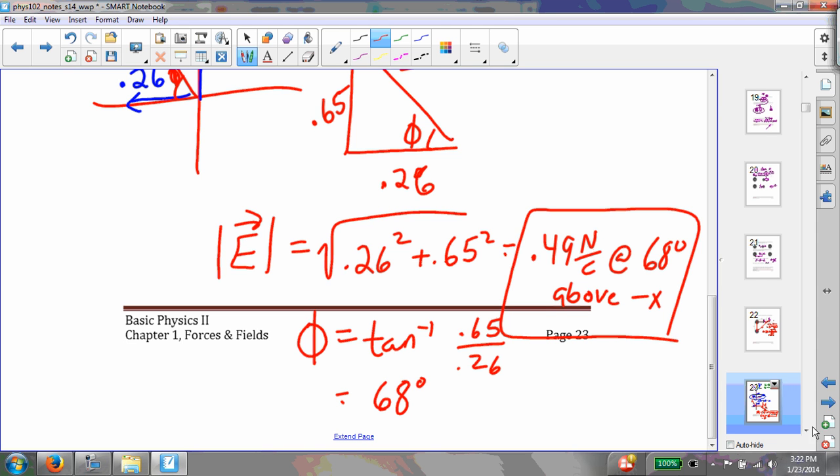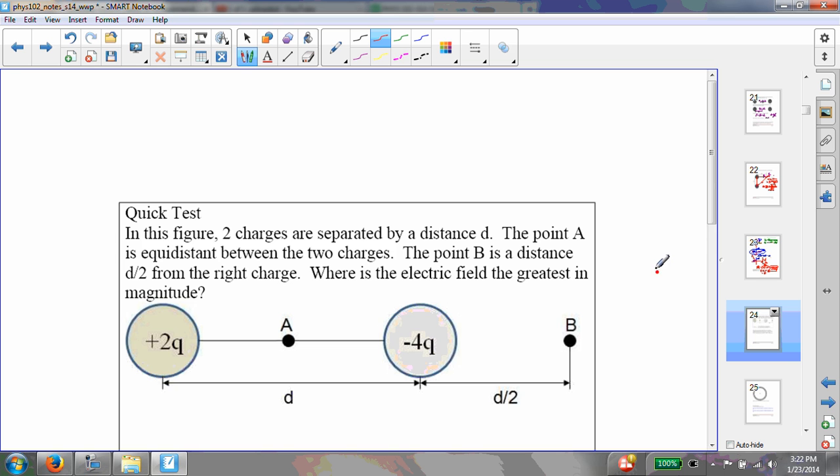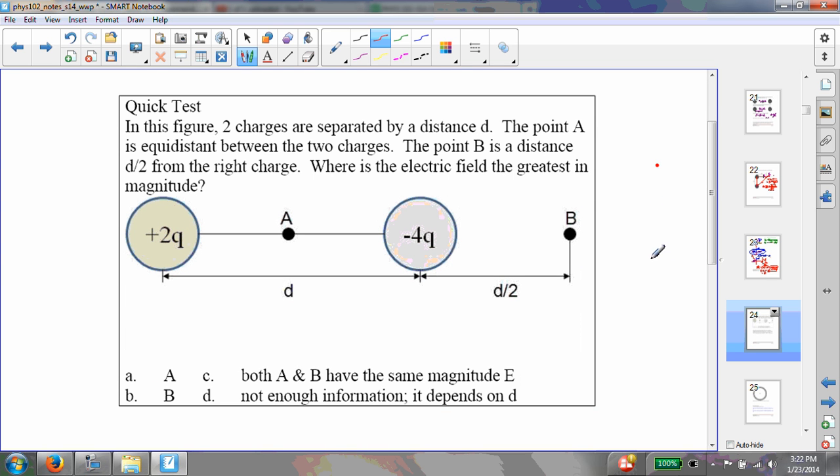Let's see, I think I have some sample problems for you to work through. This one's a little bit simpler, or more of a conceptual question, but you should work with this. Here, what we're trying to do is we have two charges that are separated by a distance d, and this point, which is equidistant between the charges, and then at this point, which is d over 2 from the right charge. I want to know where is the electric field the greatest in magnitude. So you want to draw your electric field. I'll do it for point A, but I'm going to leave you to do it for point B.